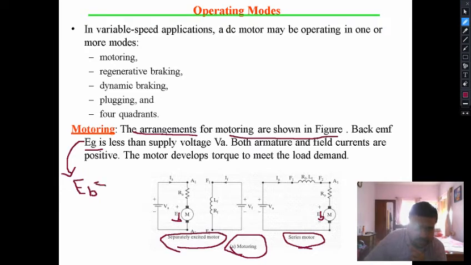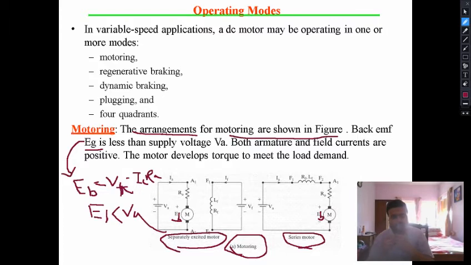So EB is equal to, what is the supply voltage? It is VA minus IA R. So obviously EB is less than VA. So in both the cases it is true. The only difference is, in separately excited machine the field circuit is separate.